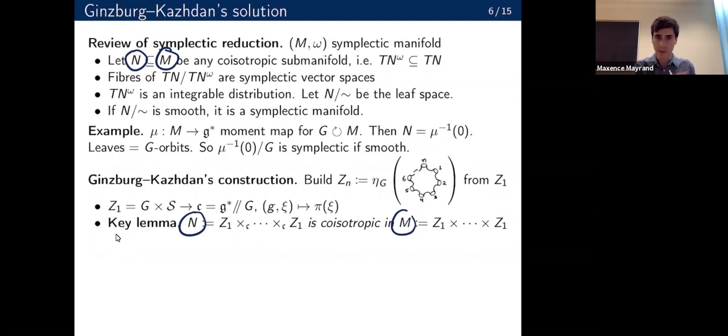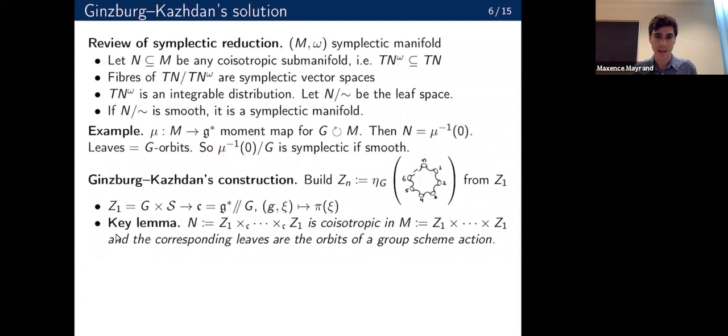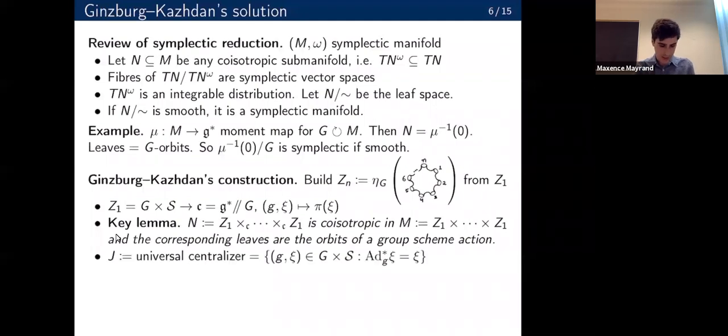So it's in this setup, and moreover, you can identify the leaf space. The leaves are precisely the orbits of a group scheme action. And so that's the interesting bit. And this group scheme here can be built from the universal centralizer. So that's a canonical group scheme on C associated with G, which can be viewed as the set of pairs (g, psi) in G times S, such that g fixes psi in the quadrant action.